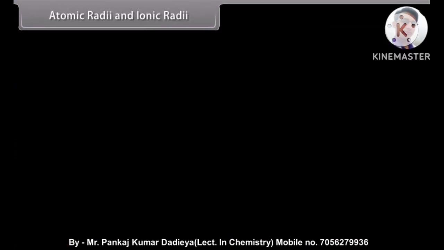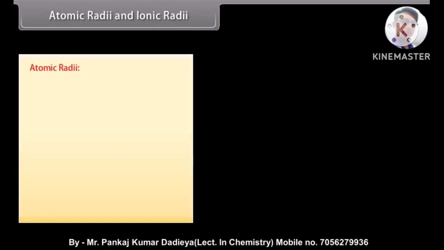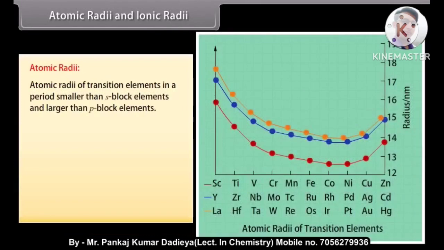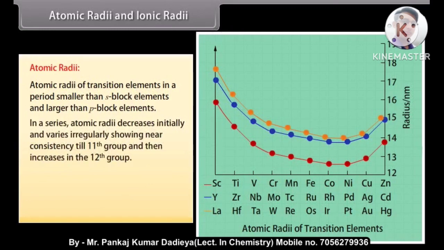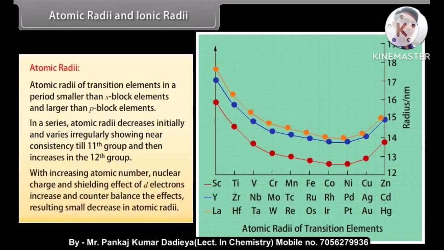Atomic radii and ionic radii. Atomic radii. Atomic radii of transition elements in a period are smaller than s block elements and larger than p block elements. In a series, atomic radii decrease initially and vary irregularly, showing near consistency till 11th group and then increase in the 12th group. With increasing atomic number, nuclear charge and shielding effect of d electrons increase and counterbalance the effects, resulting in small decrease in atomic radii.